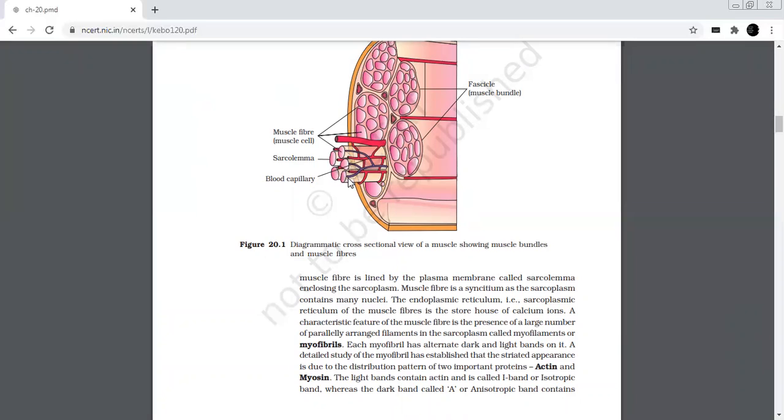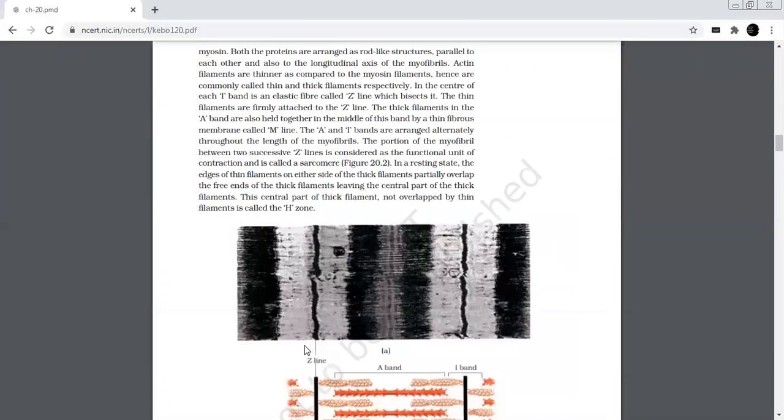Muscle fiber is a syncytium and its sarcoplasm contains many nuclei. There are a large number of parallel arranged filaments called myofilaments or myofibrils. Let us talk about the details of myofibrils. A myofibril has alternate dark and light bands. You can see over here the myofibrils.